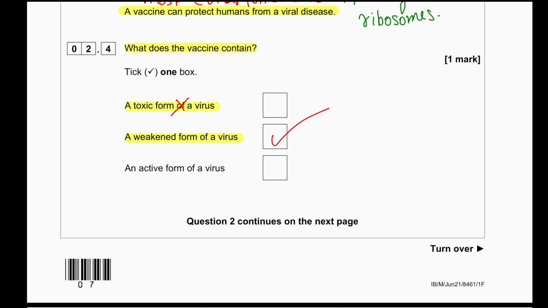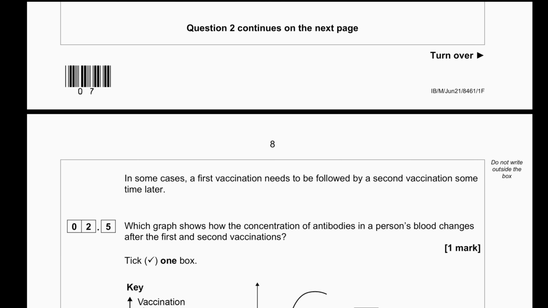Exactly correct. If we give the weakened form of the virus, it will not be able to take effect like the original virus. However, the body will be able to detect its antigens, which are the foreign proteins of the virus, and the body will produce antibodies against those antigens and thereby protect itself from future invasion. Neither do we inject an active form of the virus, because this will lead to that viral infection. We want to get rid of the virus by building up immunity. That's why we do not give the active form of the virus.